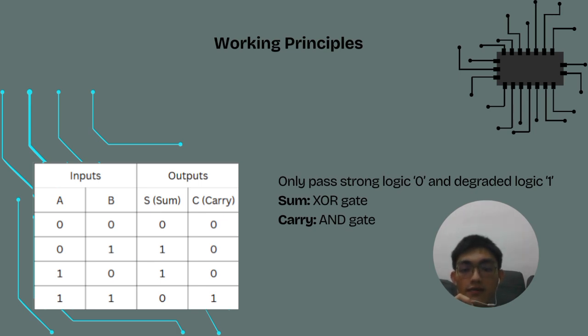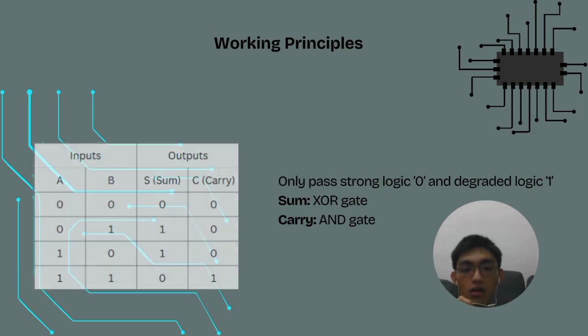For the carry function, the carry output is implemented using an AND gate. When both inputs are 1, the degraded logic 1 will be passed, while in other cases the output will be 0, where it is shown that the outputs are all full low.